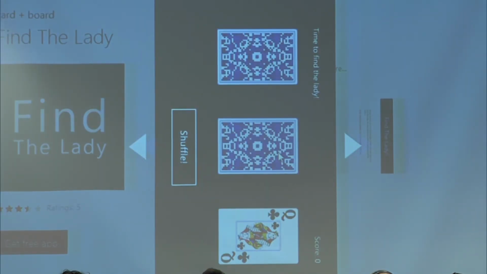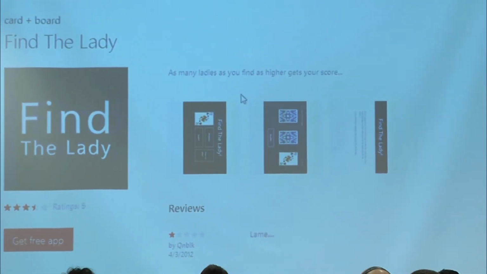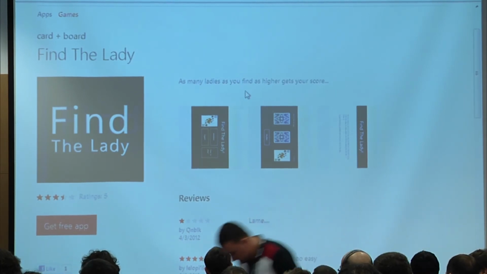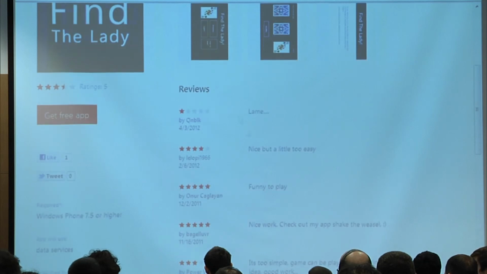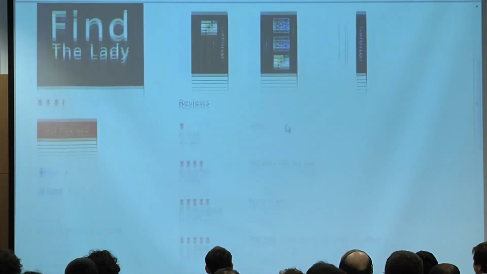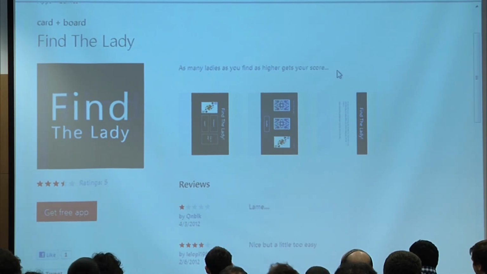There you go. You shuffle and find the lady behind the card. And as you know, the more ladies you find, the higher your score. So this is how the application looks, the icon, okay? The reviews, which say the application is lame. Anyway, the screenshots. And this is actually my description, which is, again, I guess, lame. So that's the way your apps will get listed.